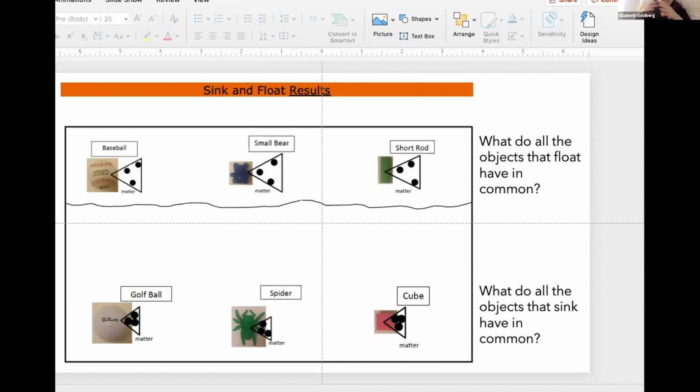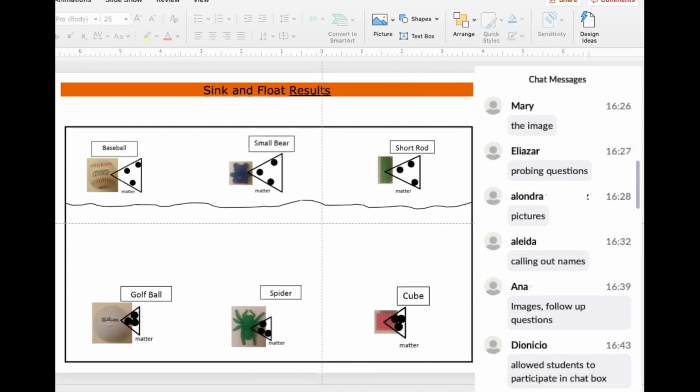And what did I utilize? I want you to think, and I want you to type in the chat box, what were some of the strategies that I utilized to get the students to answer those questions? Inquiry. Okay, I want you to expand upon that a little bit more. What were some specific strategies that I used? Well, you called out students.